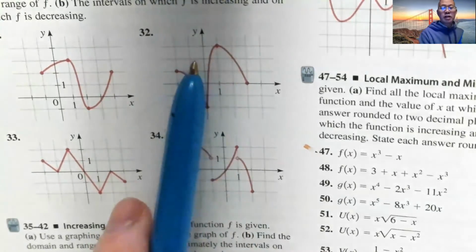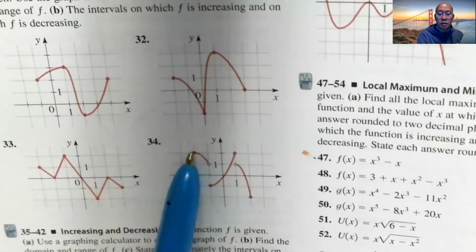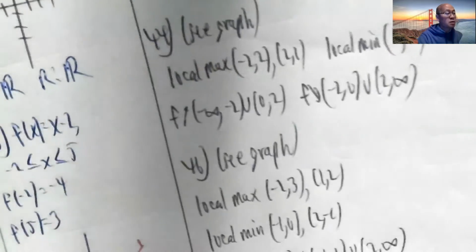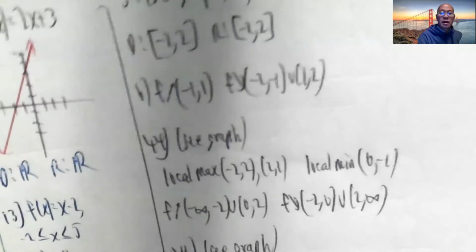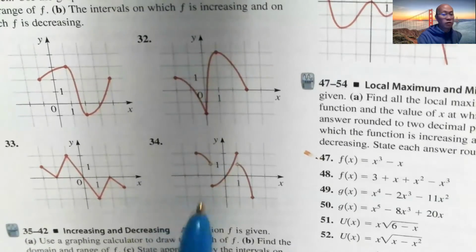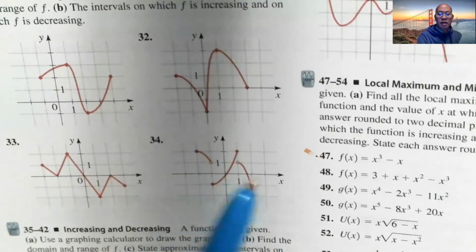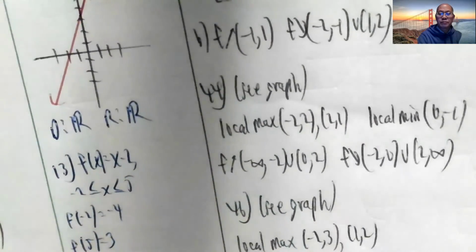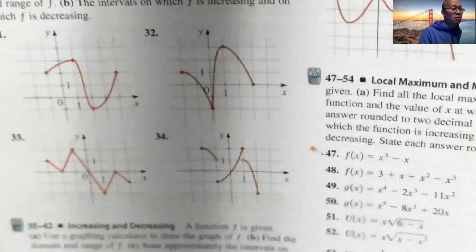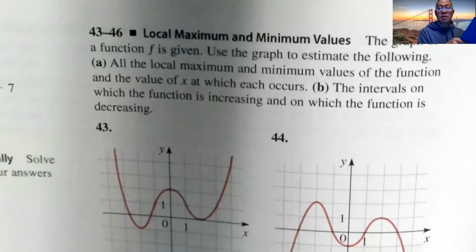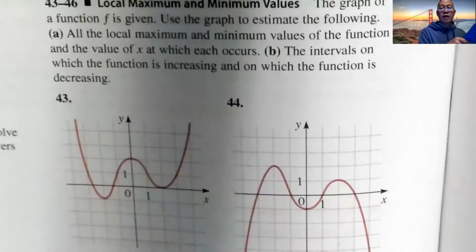Okay, then it talks about increasing or decreasing. So decreasing, increasing, decreasing. So 34. F is increasing from -1 to 1, open intervals. So -1 to 1, and decreasing everywhere else, meaning -2 to -1 and from 1 to 2. So F is decreasing from -2 to -1, union parentheses 1, 2. 44 and 46. Okay, local maximum and minimum values.